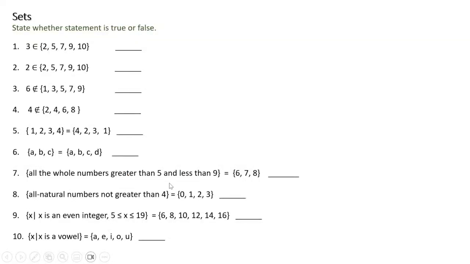Okay, now this is something exactly from the homework. Here you have to state whether each statement is true or false. Number 1. 3 is an element of the set 2, 5, 7, 9, and 10. This is false because 3 is not in the set. And here's the explanation: 3 is not an element of the set.